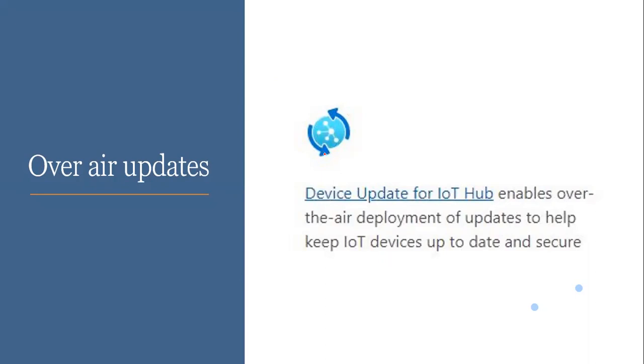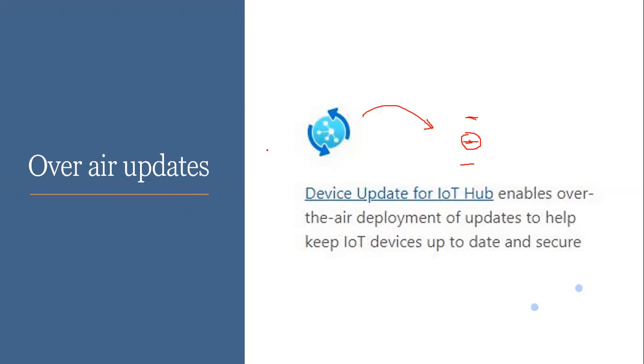Over the air updates. Device update for IoT Hub enables over the air deployment of updates to help keep IoT devices up to date and secure. For example, we are having multiple sensors, multiple IoT devices, and we want to update those devices. By over the air updates, we mean if our sensors are connected to internet, we can update our sensors by using IoT Hub. If one of our sensors is not connected to internet at that moment, as soon as it gets connected to internet, our IoT Hub will be responsible for updating this sensor. It will send the update to this sensor and this sensor will get updated.